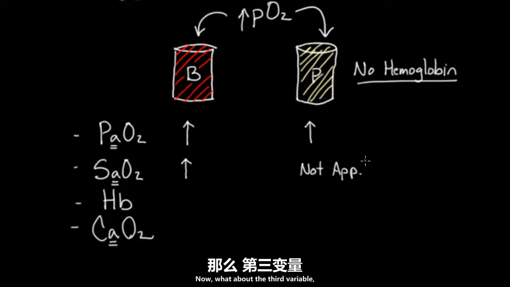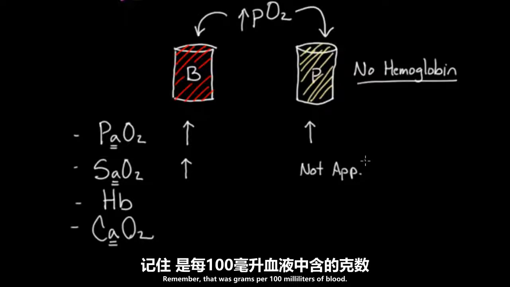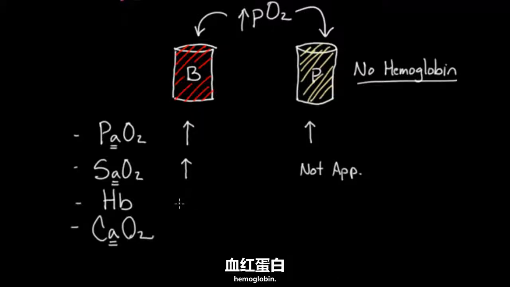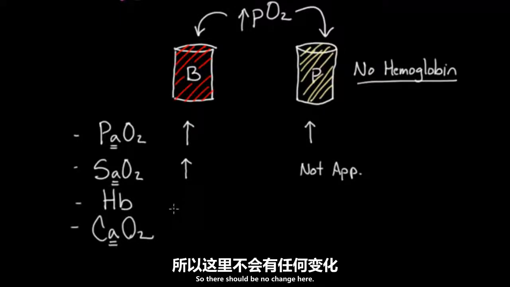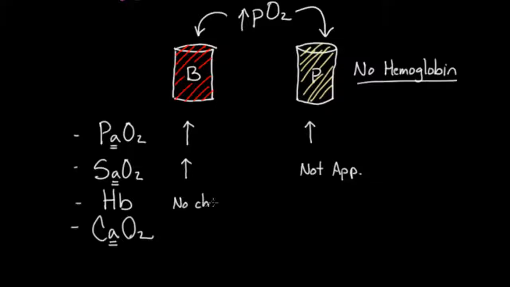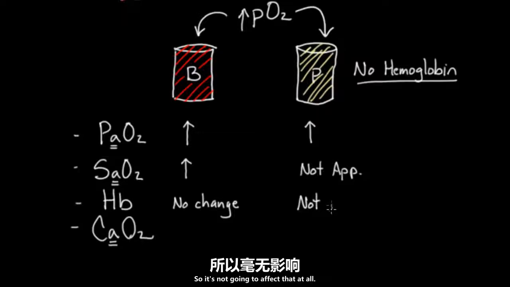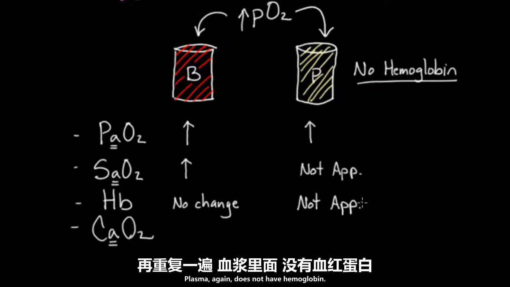Now what about the third variable, hemoglobin concentration? Remember, that was grams per 100 milliliters of blood. Well, I'm not talking about adding or subtracting hemoglobin, so there should be no change here, right? I'll write no change. And on the other side, on the plasma side, again, there is no hemoglobin, so it's not going to affect that at all. It's not really applicable. Plasma, again, does not have hemoglobin.